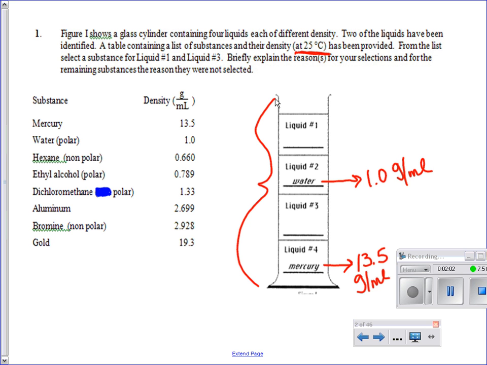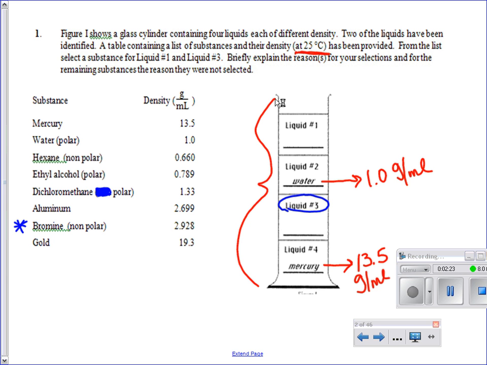Okay, so what are our options then? Let's start from the bottom here. I like to build up. What are our options for liquid 3 in our list? What could it be? Bromine? Could gold be it? Why couldn't gold be it? Exactly, it's heavier than mercury, so it would be under mercury.